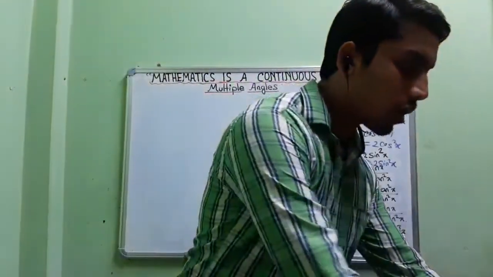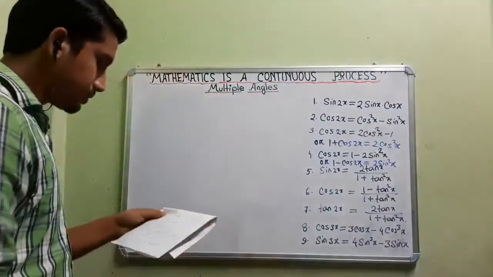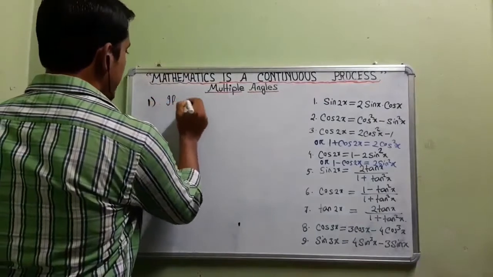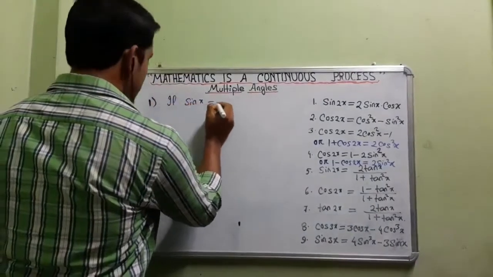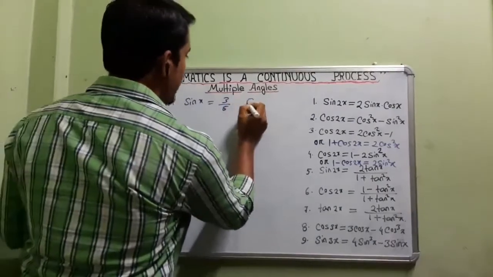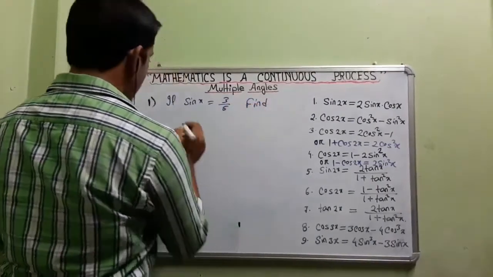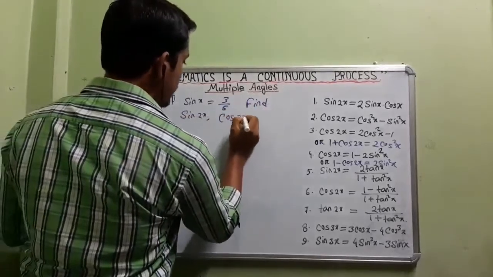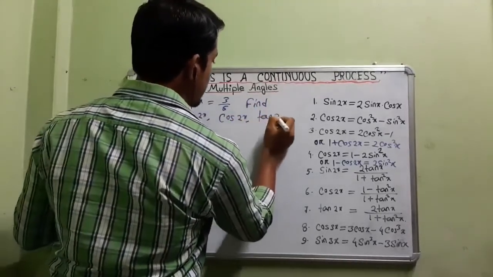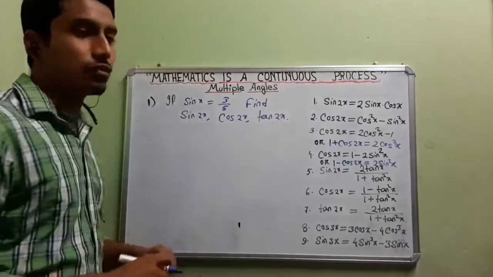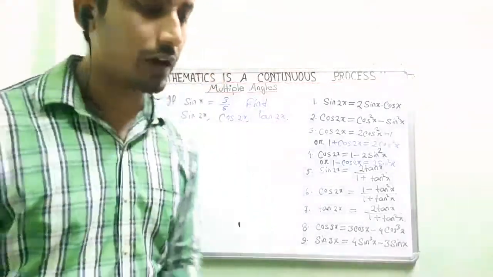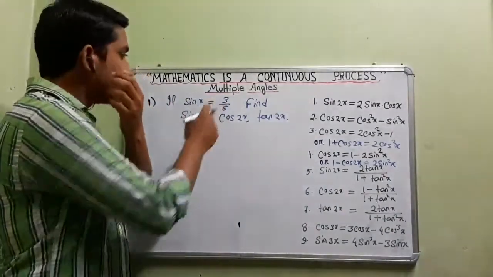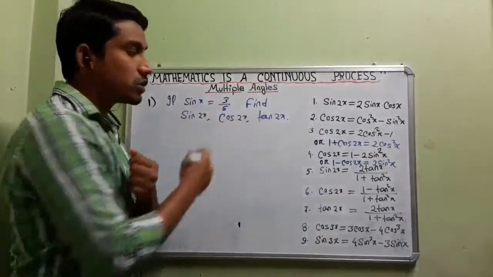So the first question of today's topic is: if sin x equal to 3/5, then find sin 2x, cos 2x, tan 2x. These things we are supposed to find if sin x equal to 3/5. So what is the condition given? Sin x equal to 3/5. Using this condition we need to find the values of all three functions.